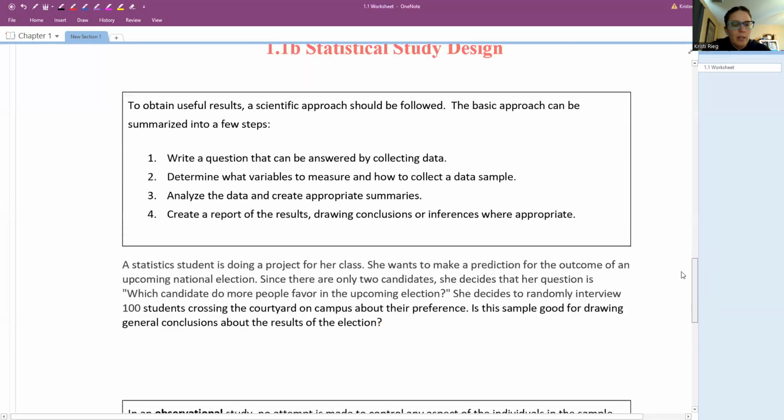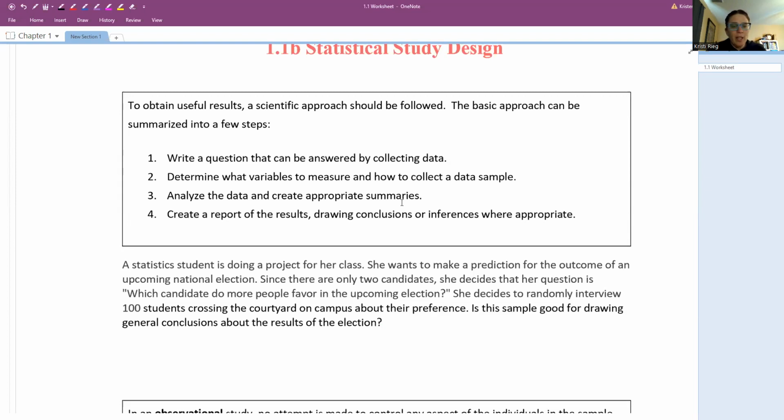Okay, a few more things, and then I think we're about done. So it says, to obtain useful results, a scientific approach should be followed. This basic approach can be summarized in a few steps. And what that really means is this class can be summarized in these few steps. This is what we are going to be doing throughout the whole class. So write a question that can be answered by collecting data, determine what variables to measure and how to collect the sample, analyze the data and create appropriate summaries. That's going to be most of the middle of the class, and then create a report of the results, draw conclusions and whatnot. That will be the last third of the class.